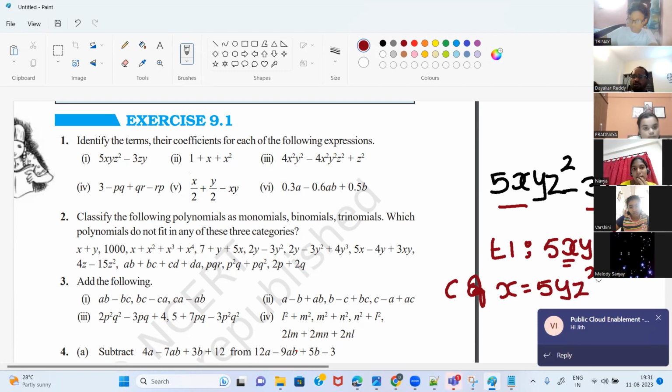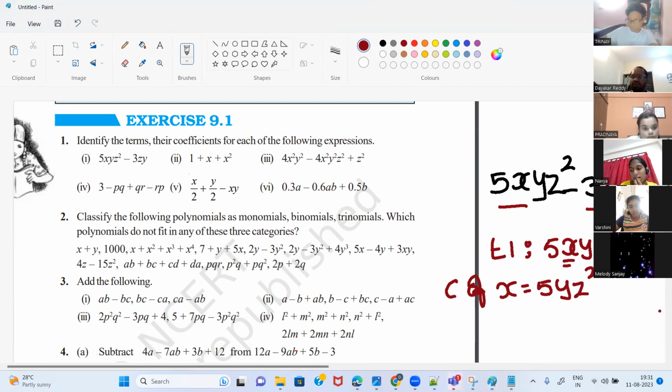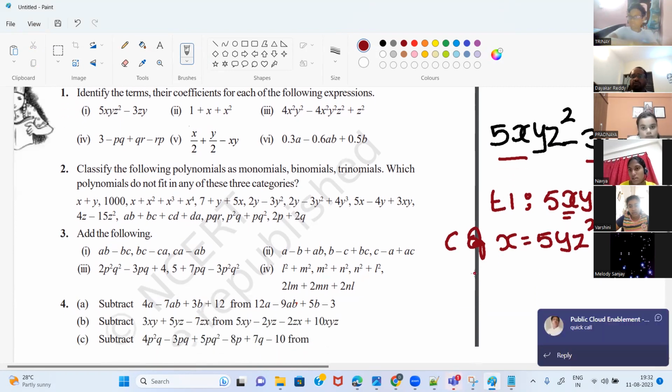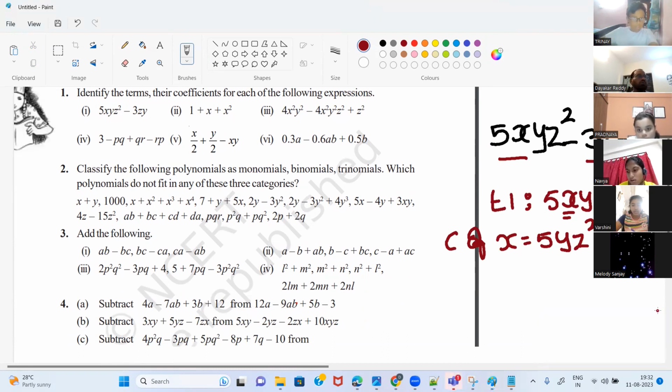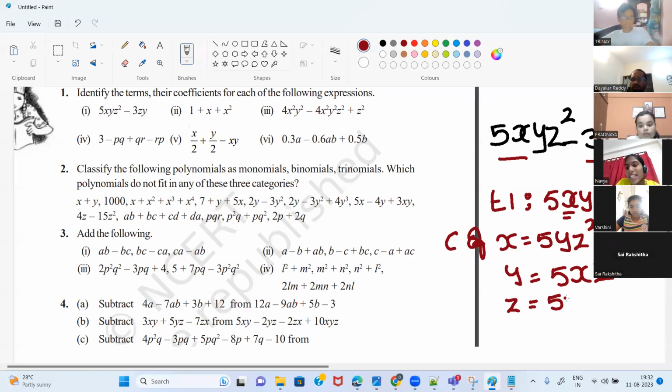Similarly, what is the coefficient of y? The coefficient of y is 5xz square, right? What about the coefficient of z? 5xy, right.